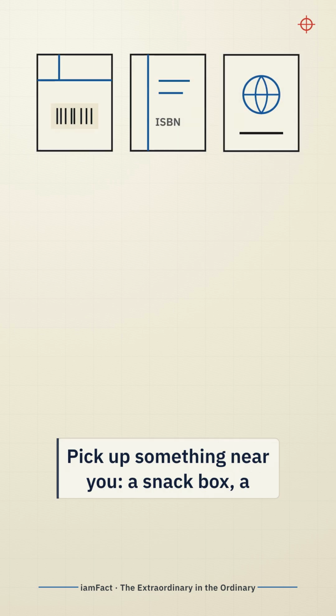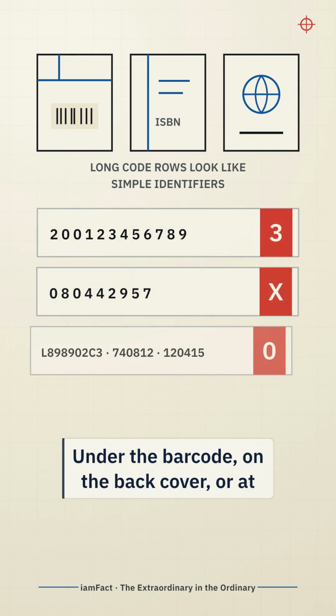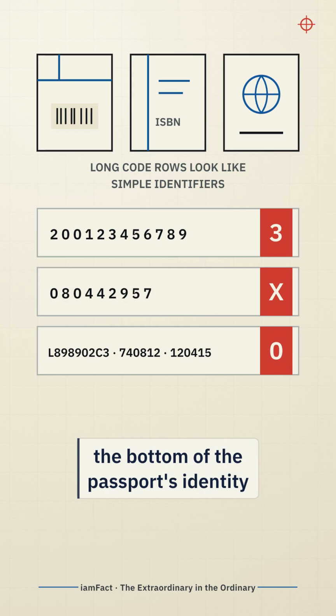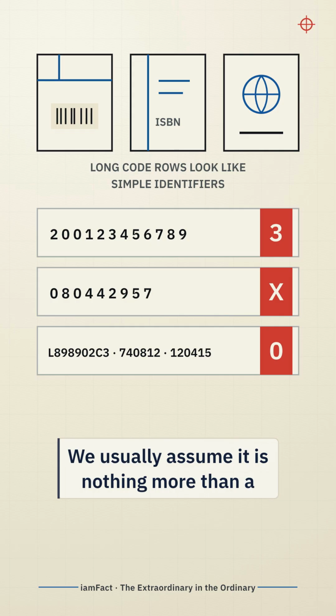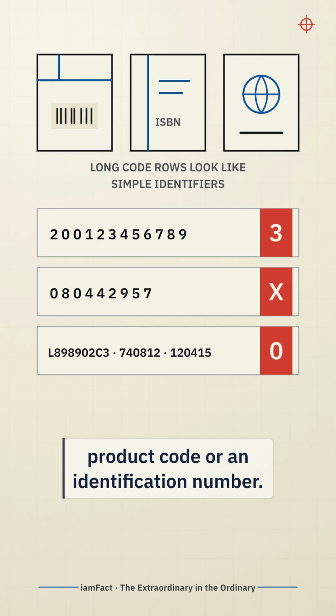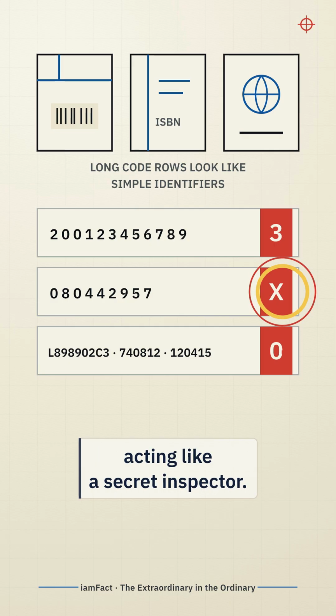Pick up something near you, a snack box, a book, or a passport. Under the barcode, on the back cover, or at the bottom of the passport's identity page, you will find a long row of characters. We usually assume it is nothing more than a product code or an identification number. But inside many of these rows, one character is acting like a secret inspector.